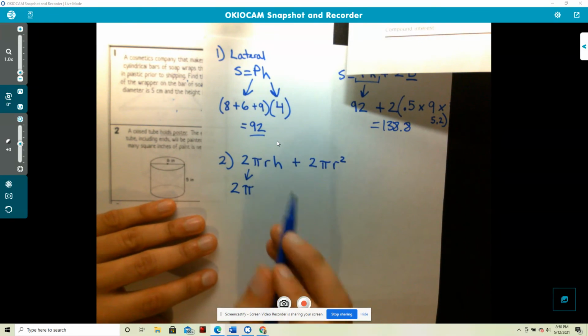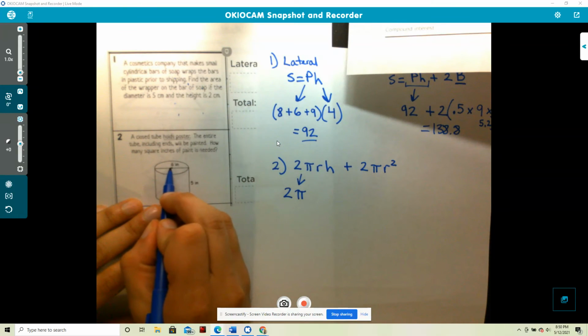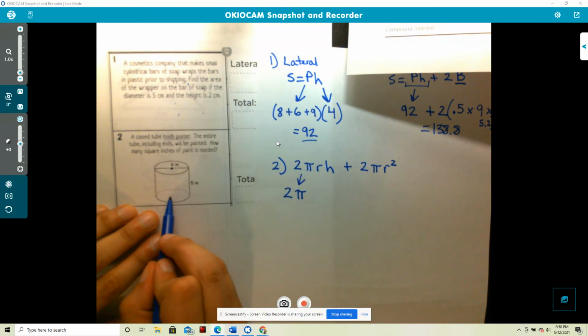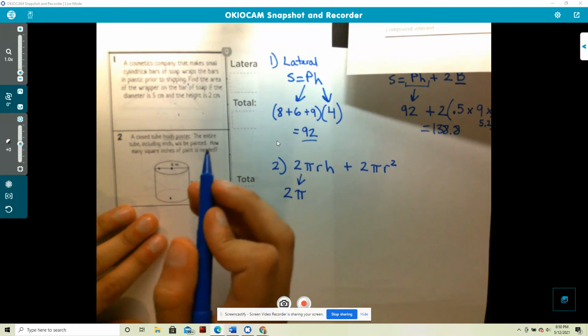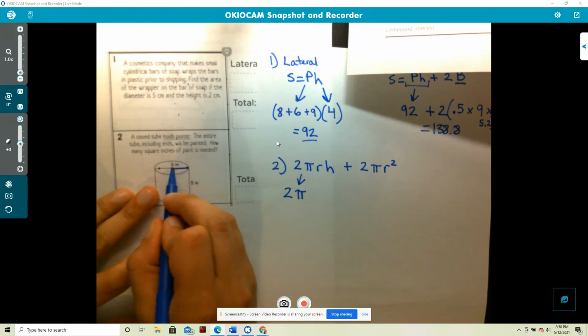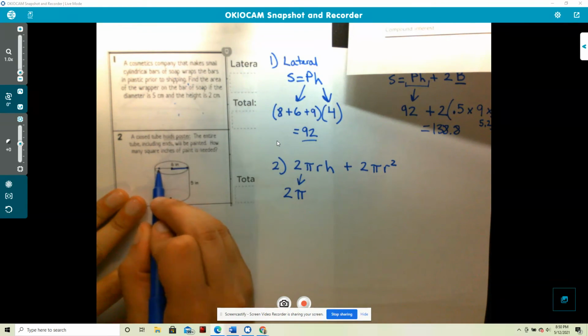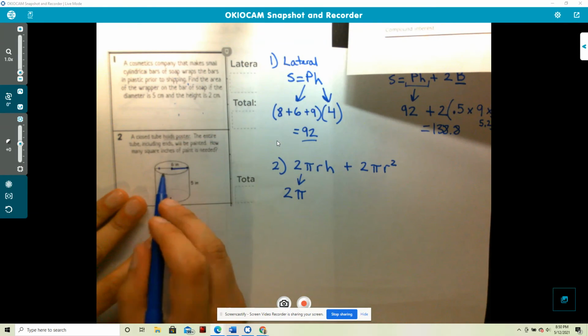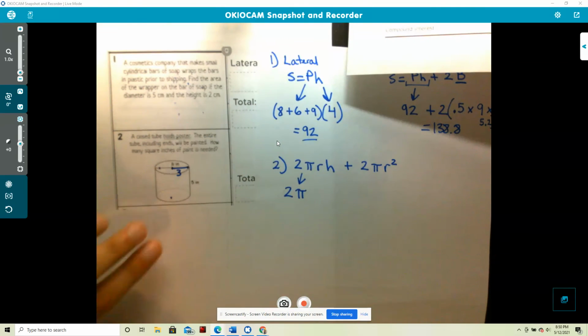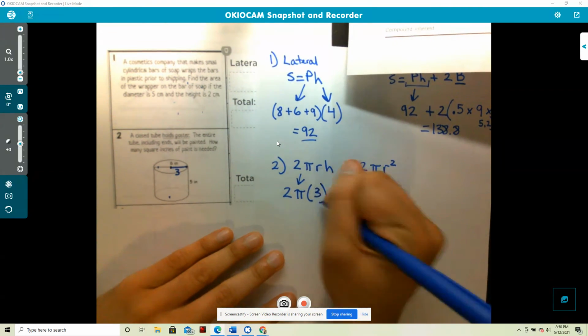Our radius, we'll have to plug in the radius. Remember, the radius is always from the middle of the circle. So this is the base, this is the other base. So radius is always the middle of the circle to one end. So if they're telling us that this whole line here is 6, that means the radius is going to be half of the 6. So this one's just going to be a 3. So that means we're going to plug in 3 for the radius.